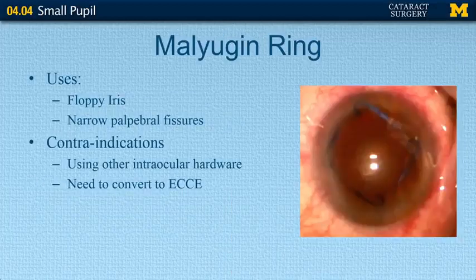We have the Mylugan ring, which is very popular nowadays. It comes in both a 6.2 as well as a 7 millimeter size. And essentially, it's a ring device that helps to dilate the pupil. And its major indications include floppy iris and in cases of a narrow palpebral fissure. However, you don't want to use it in cases where you're going to be using other types of intraocular hardware, or in cases where you need to convert to extra-cap cataract extraction.